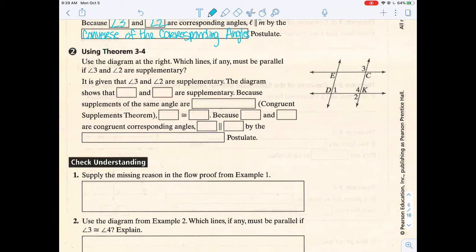Start with what we know. The diagram shows that angle 4 and angle 2 are supplementary because they form this straight line right here. Because supplements of the same angle are congruent, angle 3 and angle 4 are congruent.